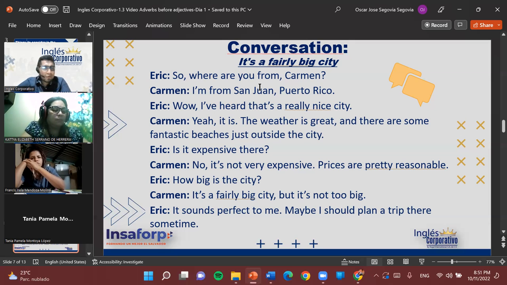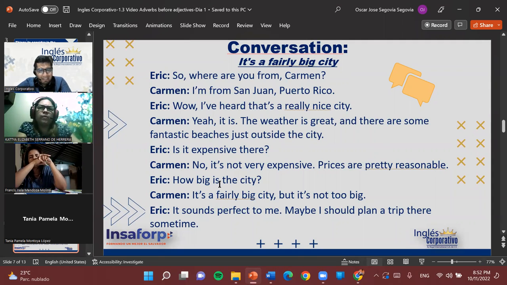So, where are you from, Carmen? I'm from San Juan, Puerto Rico. Whoa, I've heard that's a really nice city. Yeah, it is. The weather is great, and there are some fantastic beaches just outside the city. Is it expensive there? Nah, it's not very expensive. Prices are pretty reasonable. How big is the city? It's a fairly big city, but it's not too big. It sounds perfect to me. Maybe I should plan a trip there sometime.